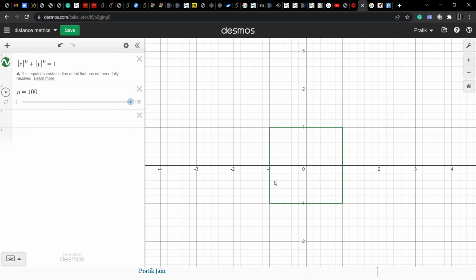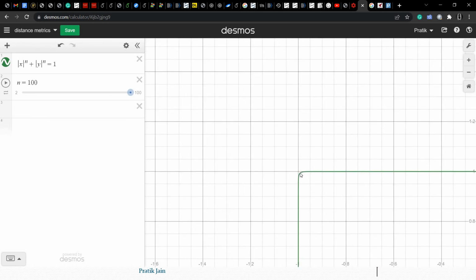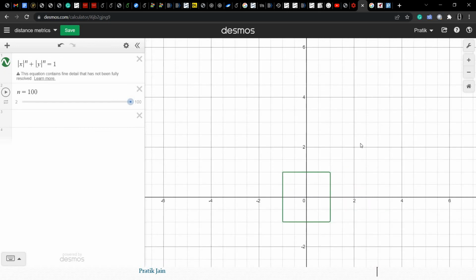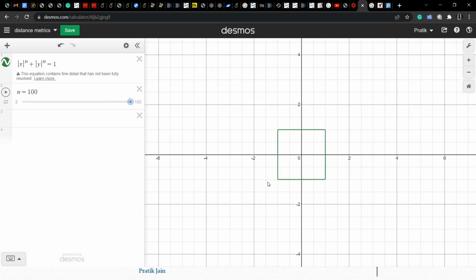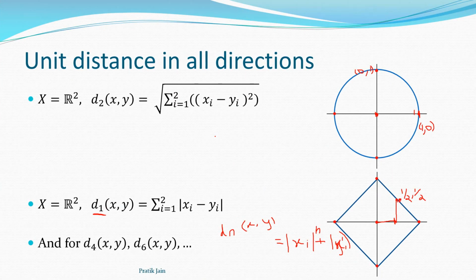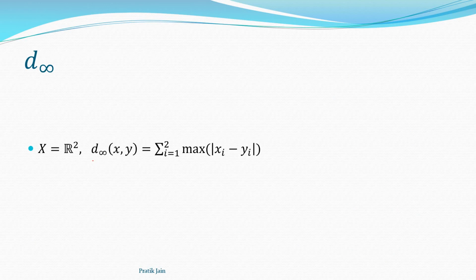So this is actually another distance. You will get this square at infinity, because still at 100 you can see a curvature over here, right? So when this n reaches infinity, you will see a perfect square over here, and that is what is also known as the d infinity distance. Right? So that is the d infinity. And how do you write that in equation form? So it is like this. It is the max of xi comma yi.